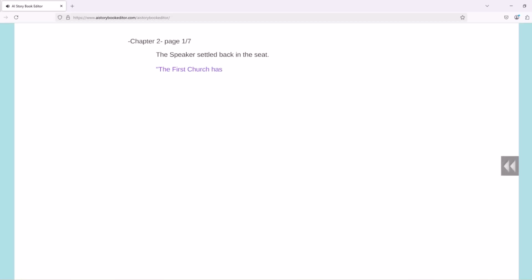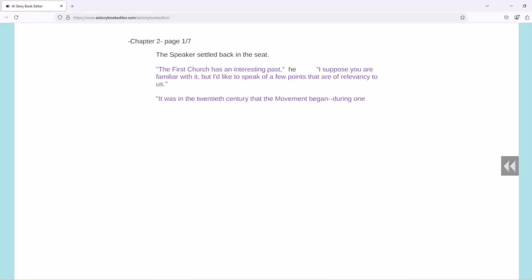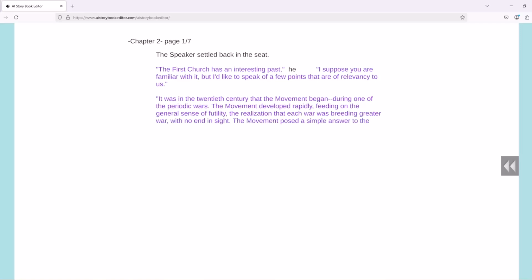"The First Church has an interesting past," he said. "I suppose you are familiar with it, but I'd like to speak of a few points that are of relevancy to us. It was in the 20th century that the movement began, during one of the periodic wars. The movement developed rapidly, feeding on the general sense of futility, the realization that each war was breeding greater war, with no end in sight. The movement posed a simple answer to the problem. Without military preparations, weapons, there could be no war. And without machinery and complex scientific technocracy, there could be no weapons.